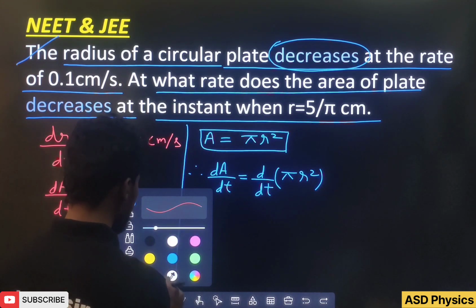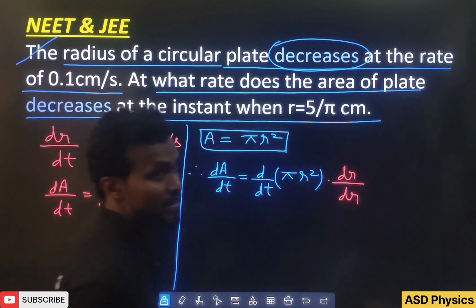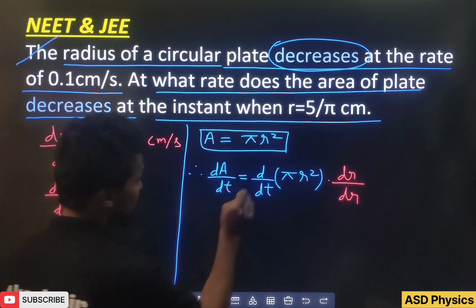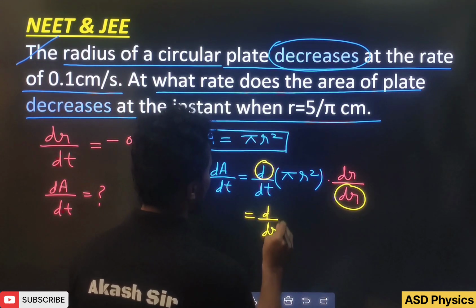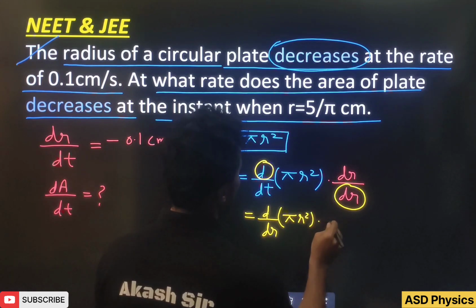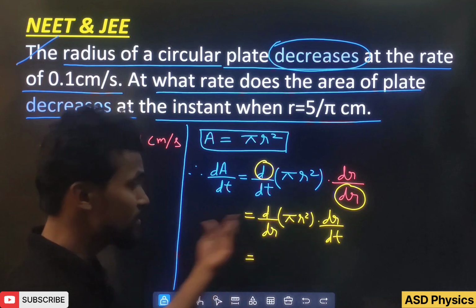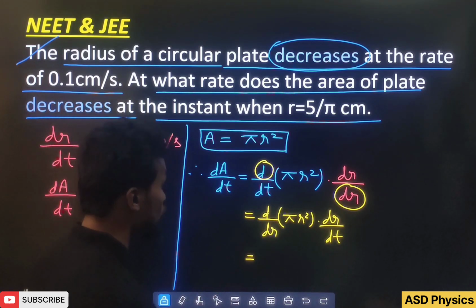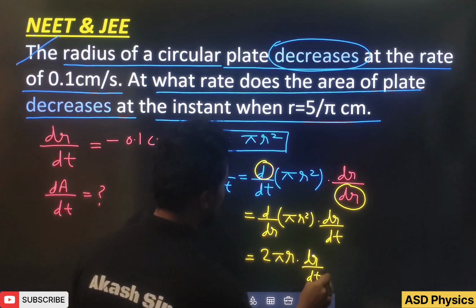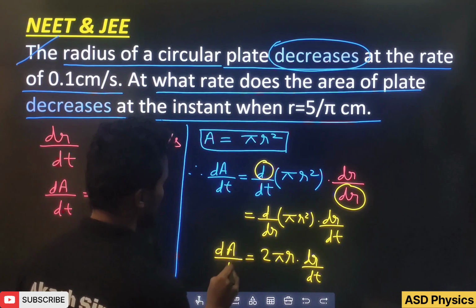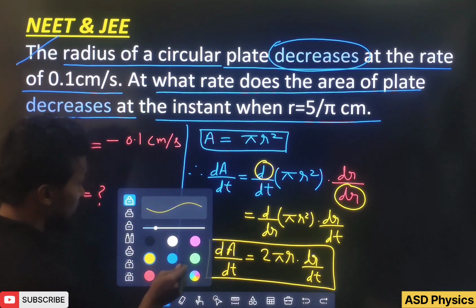So here again we have to apply the chain rule. Here I will multiply with dr, and here I will divide with dr. Then this d and this dr we will write together. So this becomes d by dr of pi r square into dr by dt. Now, a very important formula is coming. Pi will come outside, d by dr of r square is 2r. That means it will become 2 pi r into dr by dt. Very, very important. In case of circle, this is a very basic formula. Please remember that dA by dt equals 2 pi r into dr by dt.